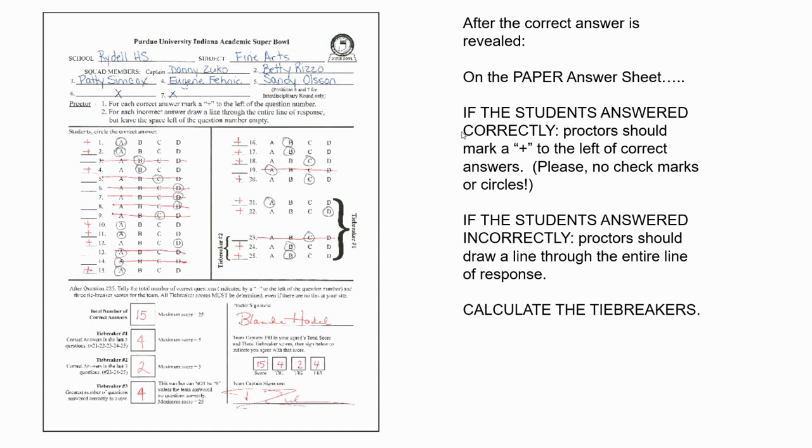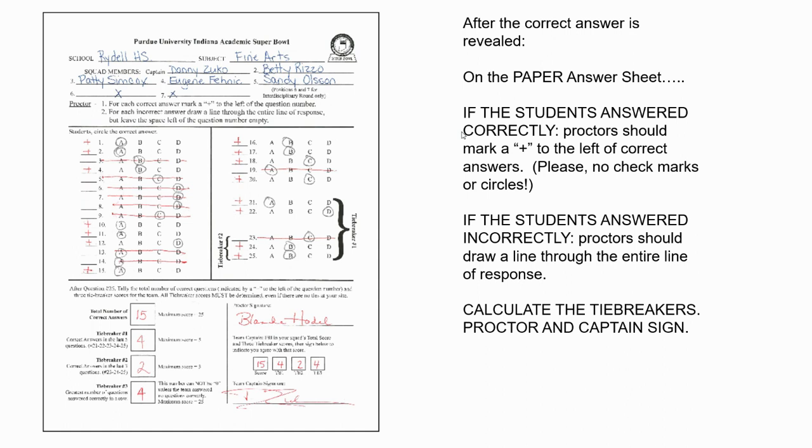If you'll notice, tiebreakers are questions 21 through 25, questions 23 through 25, and then a third tiebreaker. So on the bottom of the sheet is where you do the calculations. You have their total number correct, so add them up. The tiebreaker number 1 is how many did they get right from questions 21 through 25. Tiebreaker number 2, how many did they get right questions 23 through 25. And tiebreaker 3 is how many questions did they get right in a row.